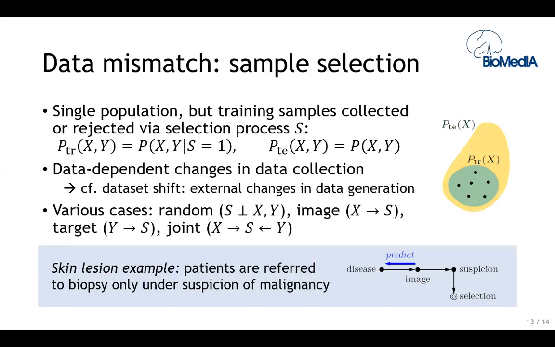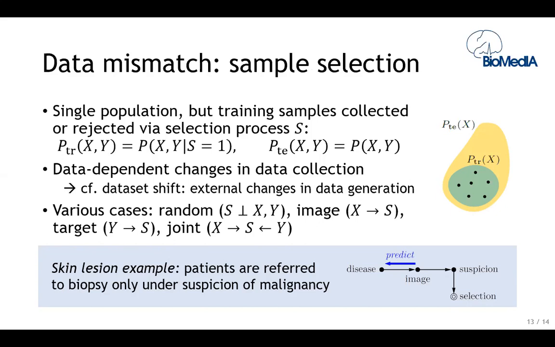The second mechanism of data mismatch that I'd like to talk about is sample selection. In this case, we have just the one population, but it happens that your training samples are collected based on some biased selection process, which is sample dependent. So we say that the training distribution is P of xy, but conditioned on having been selected. And then at test time, we have no restrictions. You can think about it as some sort of biased subsampling procedure. And as I said, this is data dependent.